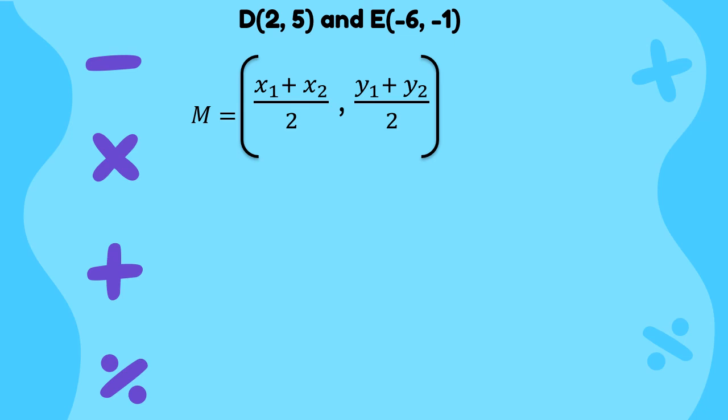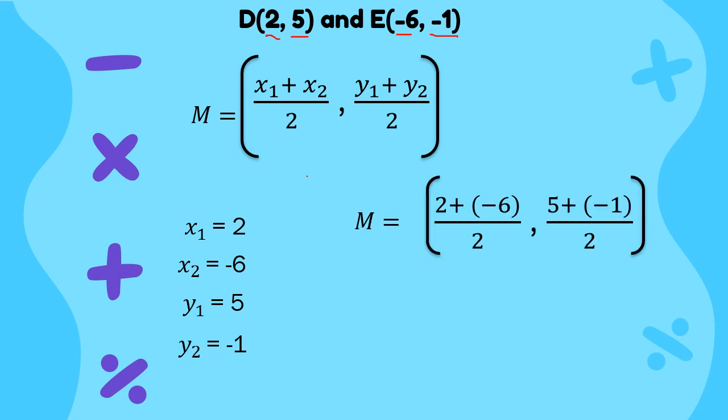Next example, let's find the midpoint of D and E, wherein D is 2, 5, and E is negative 6 and negative 1. So the value of x sub 1 is 2, the value of x sub 2 is negative 6. Next, the value of y sub 1 is 5, the value of y sub 2 is negative 1.